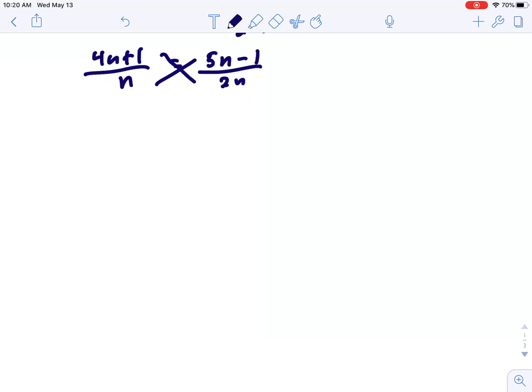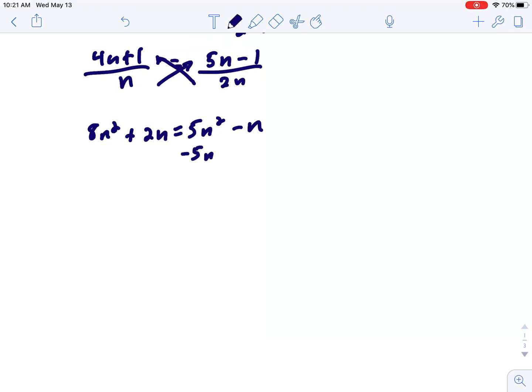Now, in both cases of cross multiply, we have to distribute. So 2n times 4n is 8n squared. 2n times 1 is plus 2n. Try to make this look a little neater. Cross multiply the other way. n times 5n is 5n squared. n times minus 1 is minus n. Of course, the equal sign goes in between them.